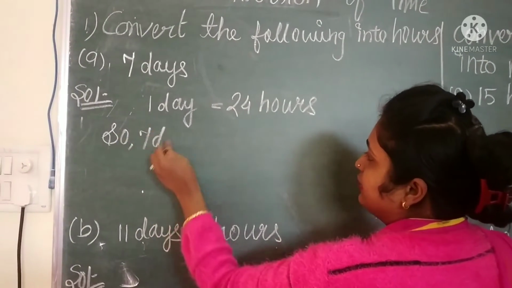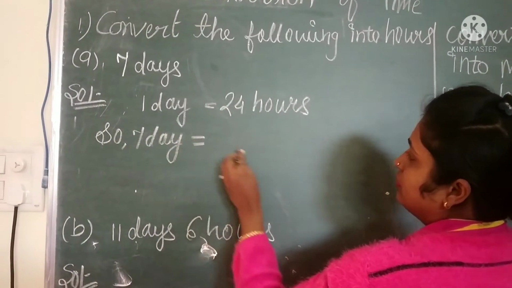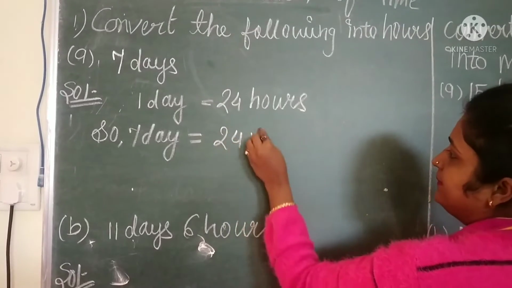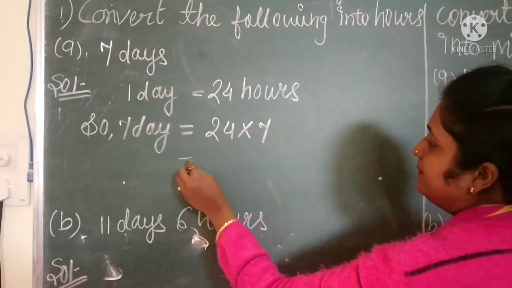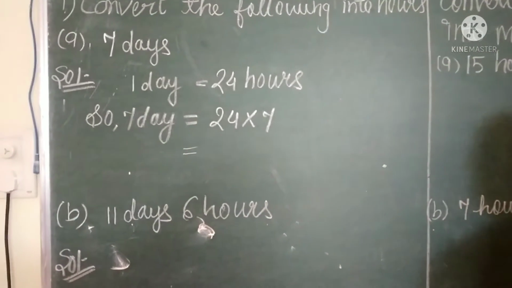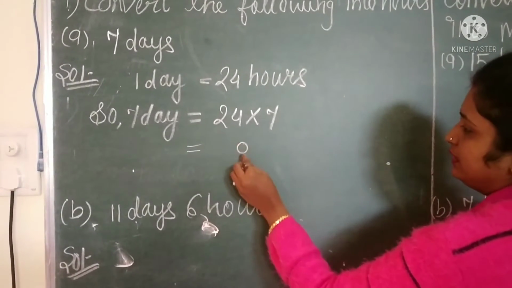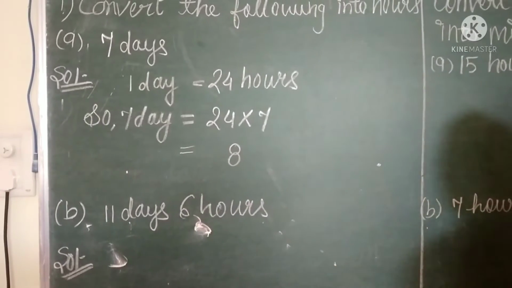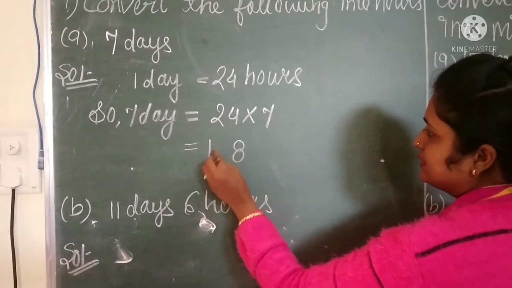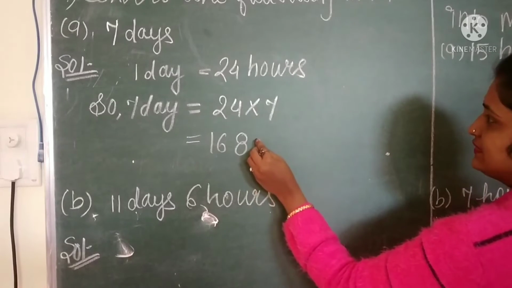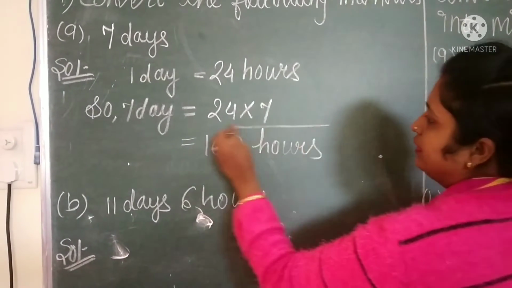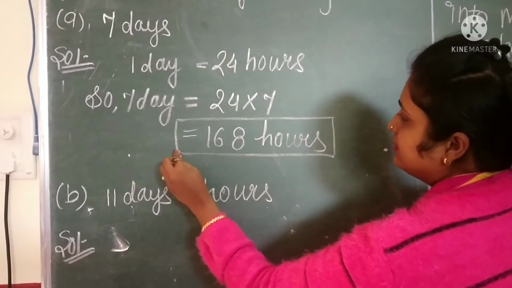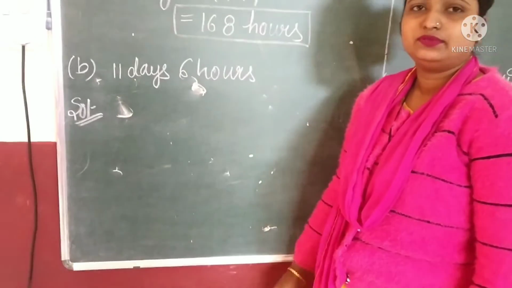So 7 days equals 24 multiplied by 7. Okay. Now we multiply 24 by 7. 7 4s are 28, 2 carry over. 7 2s are 14, or 2 makes 16. So the answer is 168 hours. So in 7 days there are 168 hours.